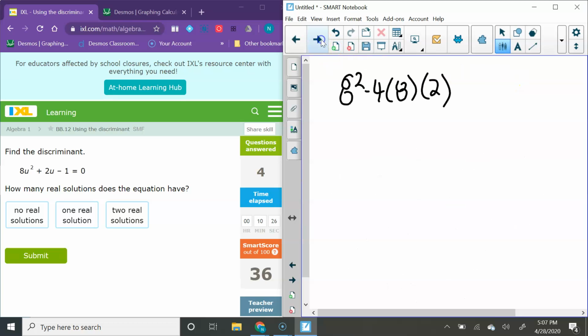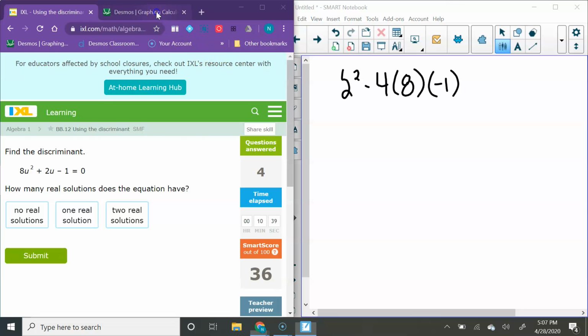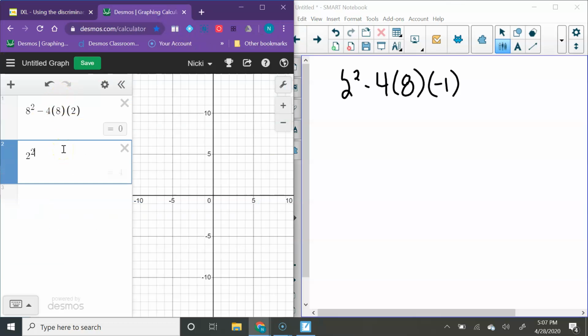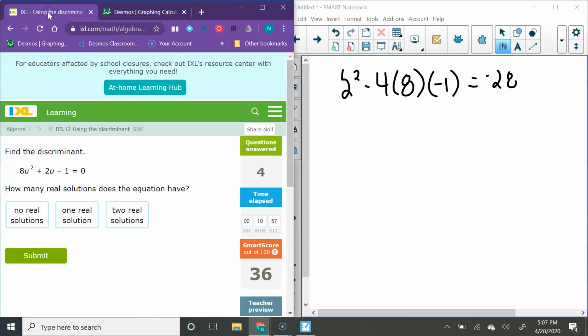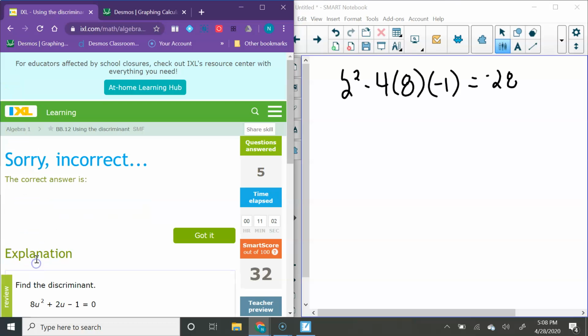So let's just look at this problem here. We would do our discriminant, so we'd have 2 squared minus 4 times 8 times -1. And so let's type that into Desmos real quick. So we're going to get 2 squared minus 4 times 8 times 1. And that's going to give me -28. So I'm getting -28 as my discriminant. If I have a negative discriminant, that means a negative under the square root, which we can't do. So that is no real solutions for this one.